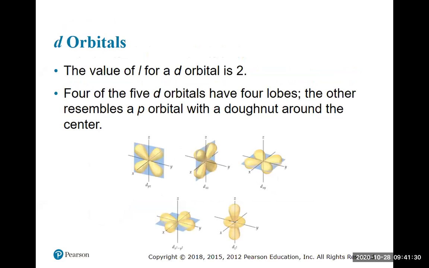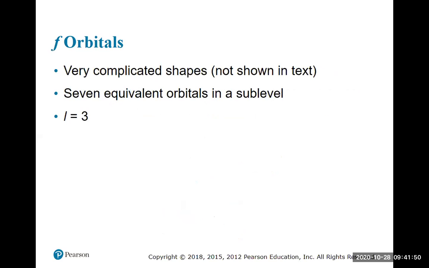D orbitals, we see it gets a little more complicated there. We see 4 of them have 4 lobes. And then the 5th one is kind of a weird one in that it's 2 lobes and then a donut-looking thing in the middle. F, it says it's very complicated. There's a bunch of f orbital stuff in the lab, so you'll see what they mean by that. It's certainly complicated, but it's actually pretty neat looking.